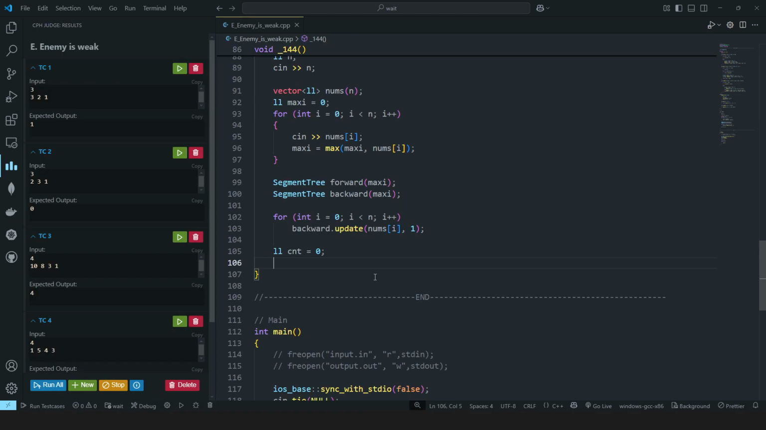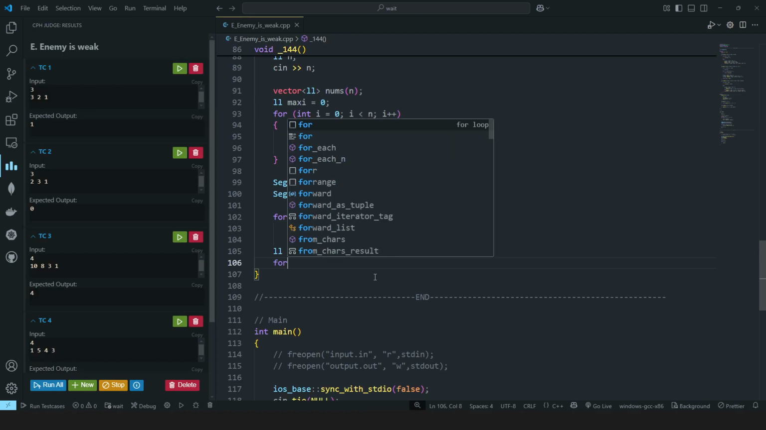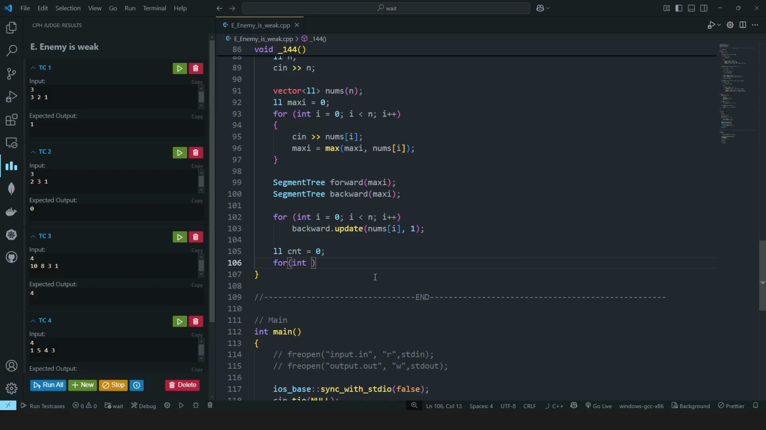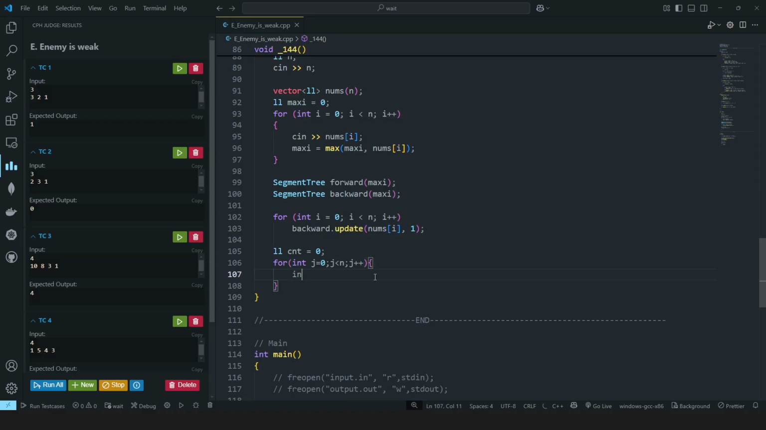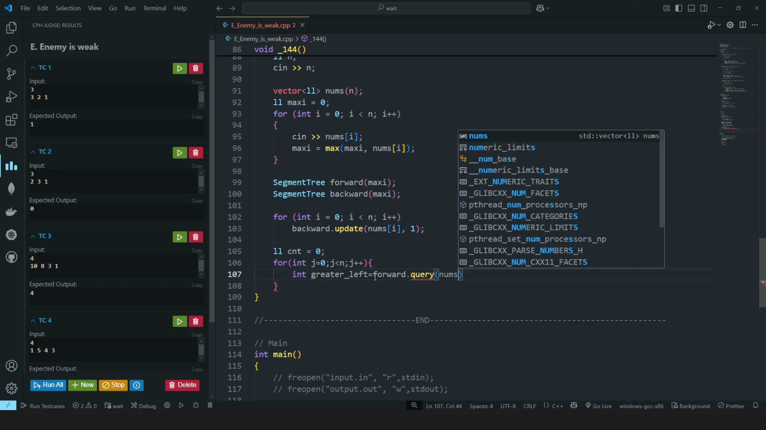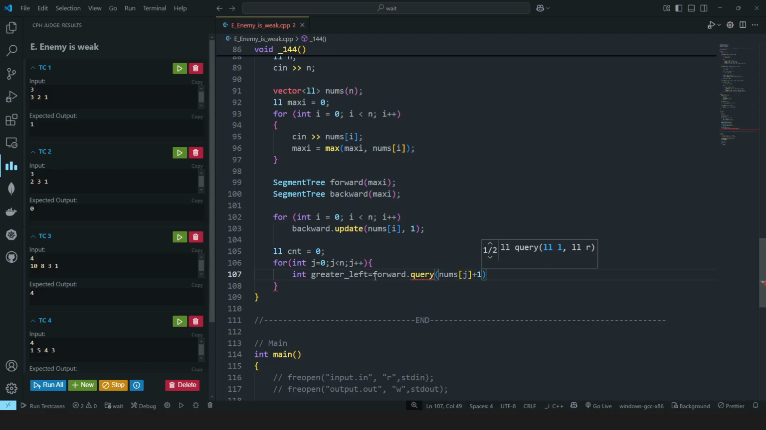And now what we used to do, if you remember, is travel from the starting till the end. That is, our j will go from the starting till n-1, and for each of these j, we used to calculate the number of elements which are greater than the current element on its left. This is calculated using the first array, that is forward.query. Since I want the greater ones, I will say nums[j] plus 1 till the last element of this array, that is this.